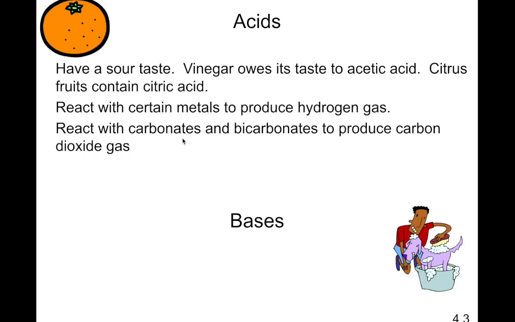Now, another reaction with acids are with carbonates and bicarbonates. Sodium bicarbonate is also known as baking soda. And we're going to look at how acids and baking soda produce carbon dioxide gas, which is why your cookies rise, your banana bread rises. It's the bubbling of the carbon dioxide gas. Carbonates also react with acids to produce carbon dioxide gas.